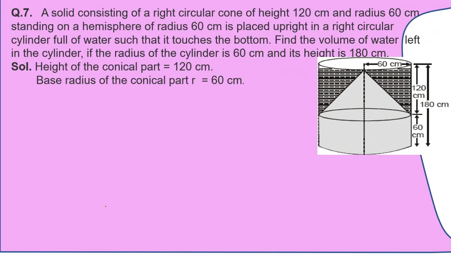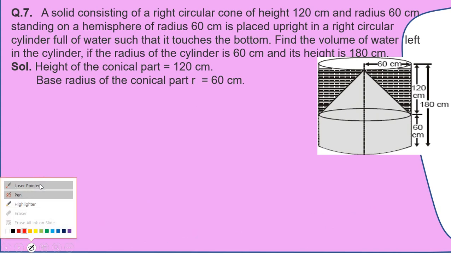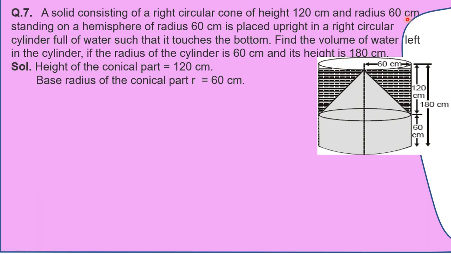Now begin with question number 7. A solid consisting of a right circular cone of height 120 centimeter and radius 60 centimeter standing on a hemisphere. As in this figure we can observe down bottom side, that is the hemisphere, and on the hemisphere there is a cone of radius 60 centimeter. This is placed upright in a right circular cylinder, and these two combinations are placed inside the cylinder full of water such that it touches the bottom.